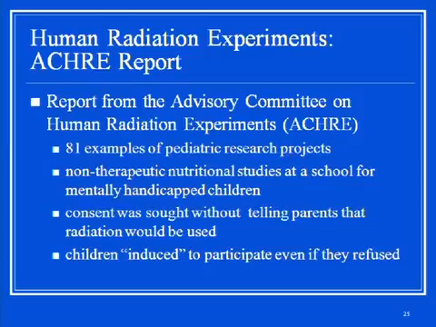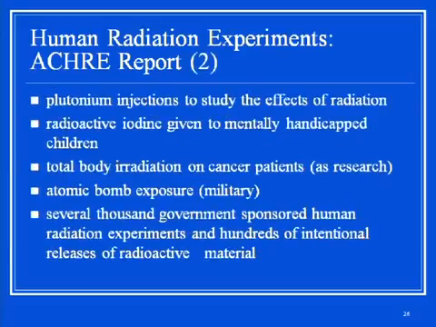So we can see a lot of violations, and some of the language around the types of violations around informed consent and full disclosure are going to go on to be a part of our regulations and what our institutional review boards do on a daily basis. They also found radioactive iodine given to mentally handicapped children, again, vulnerable populations. They were also using cancer patients, again, vulnerable. There were several thousand government-sponsored human radiation experiments and hundreds of intentional releases of radioactive material conducted during this time.